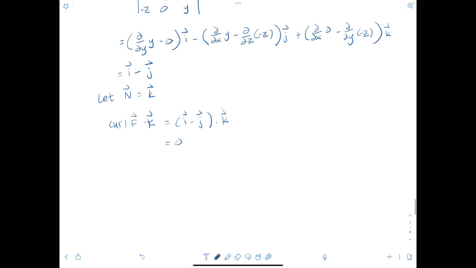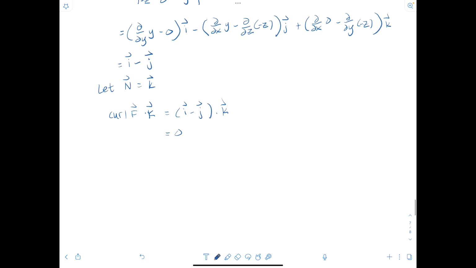And evaluating the surface integral of 0 is just going to be 0. So at the end of the day, the surface integral of that oriented surface of the curl f dot n ds equals 0. And we're done.